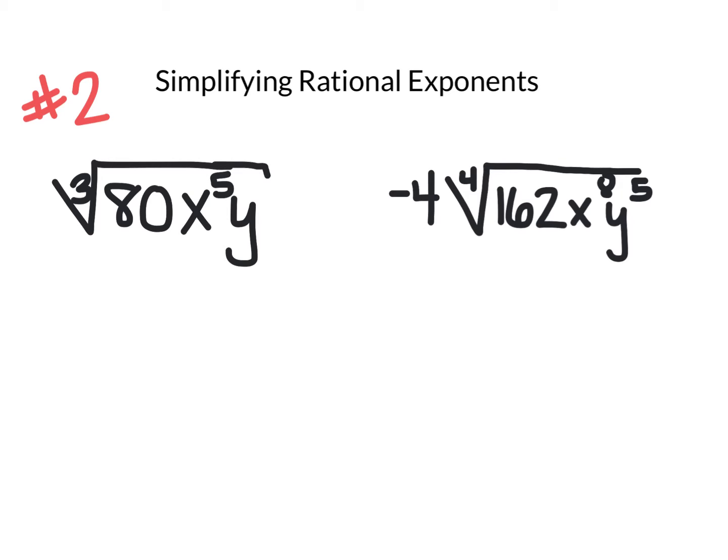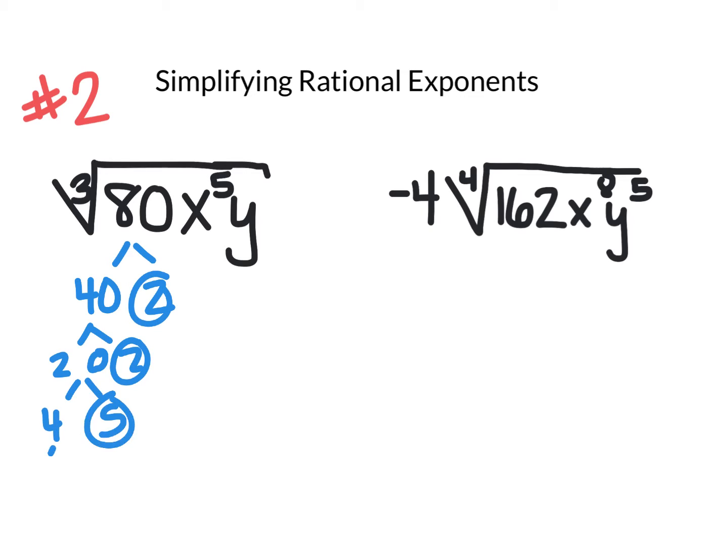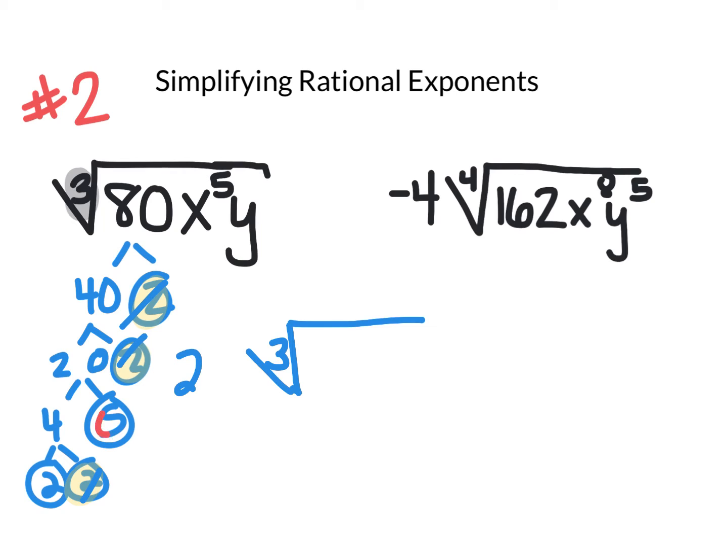We're going to do the cube root of 80x to the 5th y. So we began by making a factor tree. Your tree might be different than mine, but our factors at the bottom should be identical. So I'm looking for groups of 3 because my index is 3. So I have 1, 2, 3 2's. So that means I'm going to draw my radical sign again, the cube root. 1, 2 will come on the outside, and then I have a 2 and a 5 left over, so 2 times 5 would be 10 on the inside.